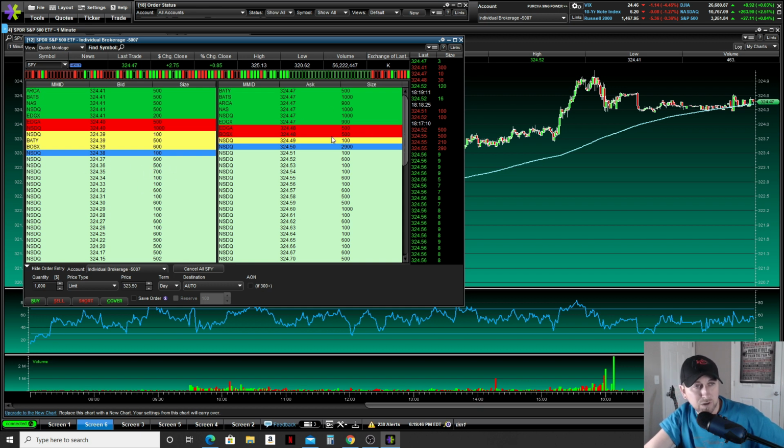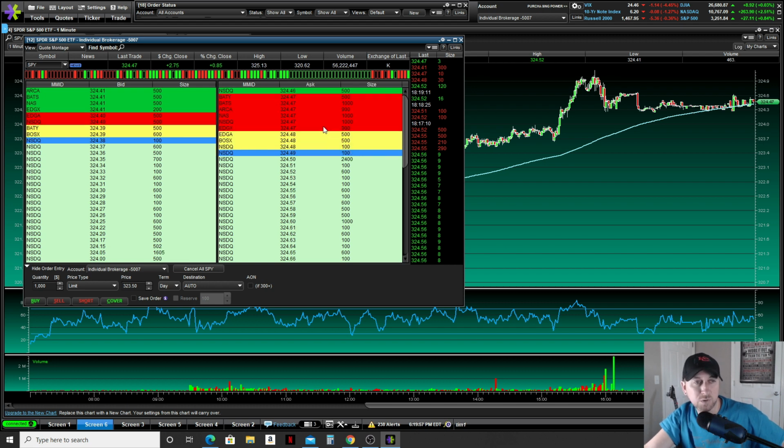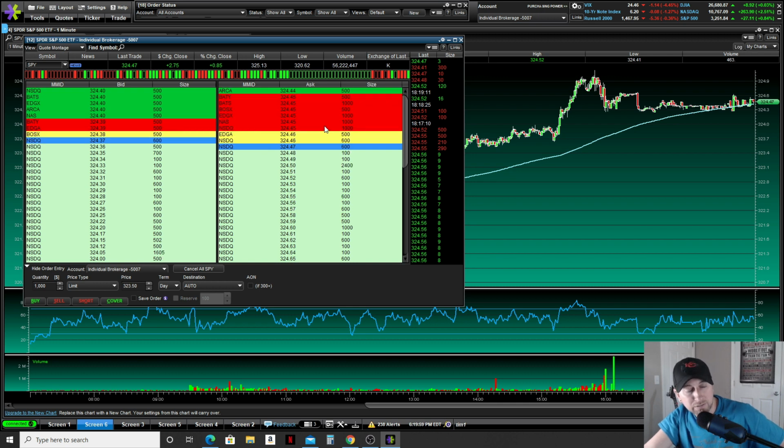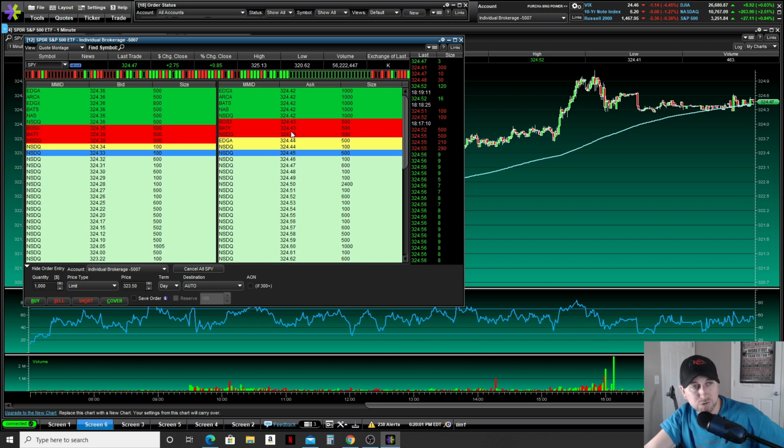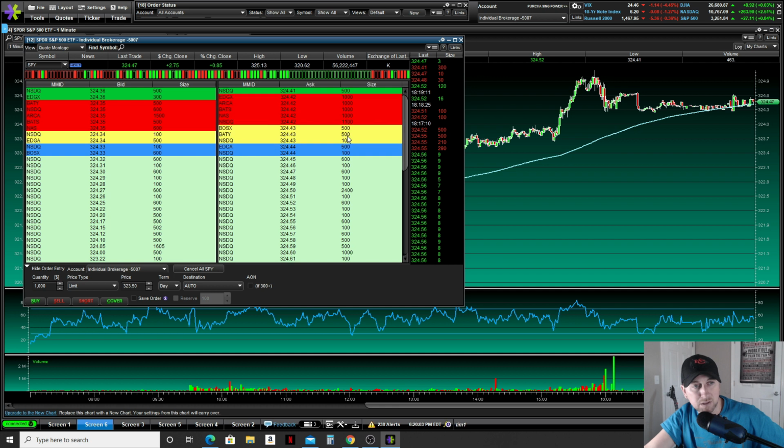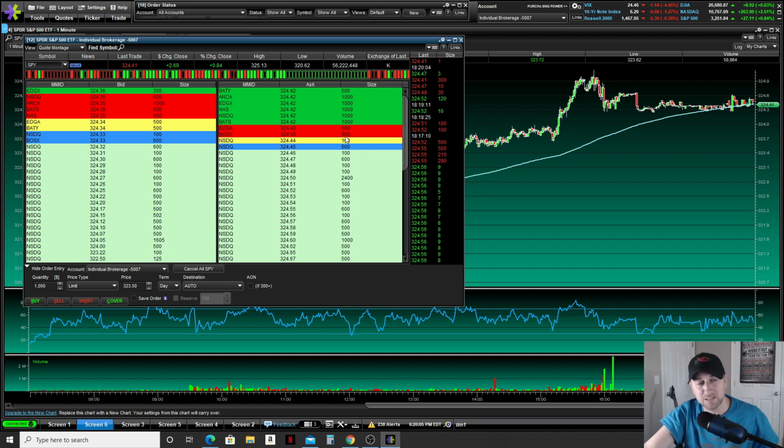Same thing over here. If you're looking at this level 2 and you see 10,000 shares over here, 20,000 shares down here at 324.48, you know that that's going to be a wall that is going to have to be chewed through. So it's going to hit that wall. It's going to be a level of resistance. So that's very handy to know when you're looking at getting in and out of the stock.